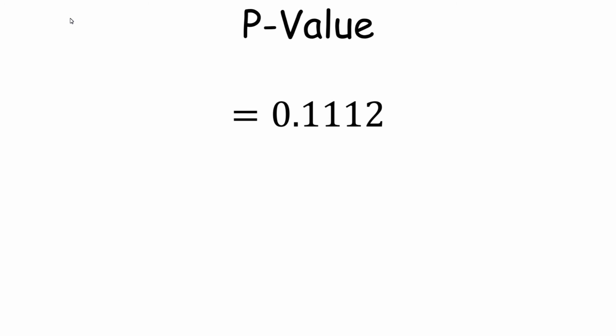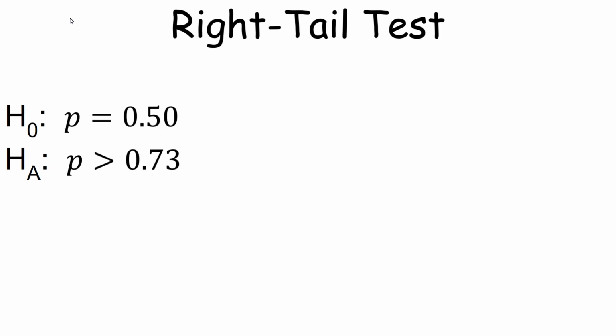So those first two make some sense. The third one doesn't make any sense. Let's see why. Right-tailed test. That means we're basically trying to find the probability that the proportion is more than, not 50%, I should say, 73%.